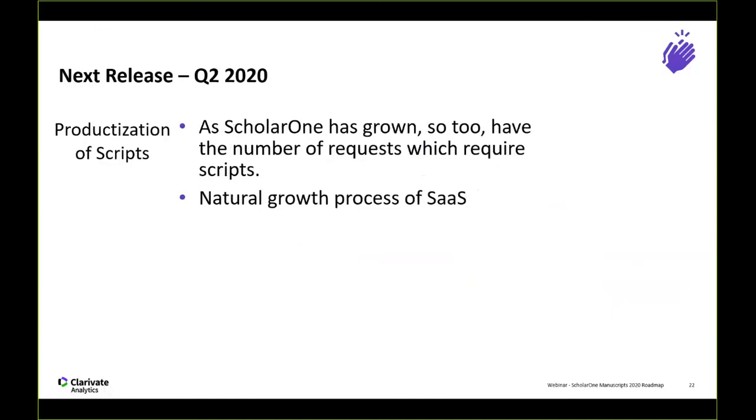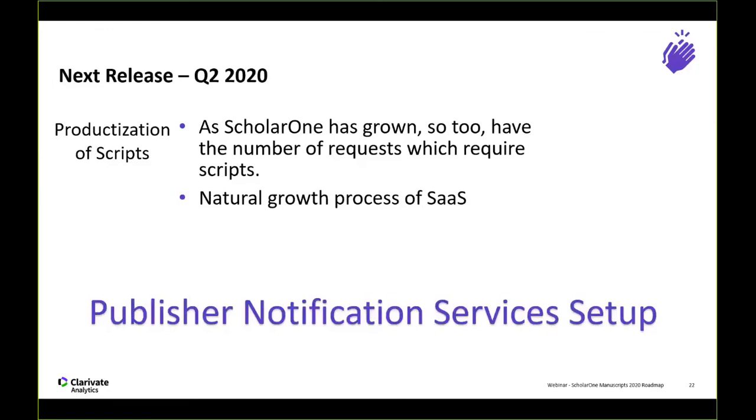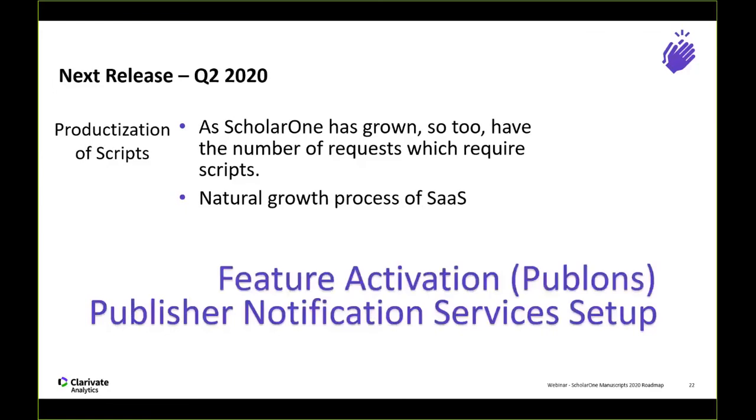The other thing we're working on, and this is huge for the next release, but it's one of those things that at first it'll seem very quiet, and that's a productization of scripts. So as ScholarOne has grown, so too, the number of requests for scripts have grown. And when we say scripts, it's like, well, what is that? Well, it could be something like publisher notification services set up. It could be like a feature activation, like turning on Publons across a suite of a publisher portfolio. It could be something like task reassignment.